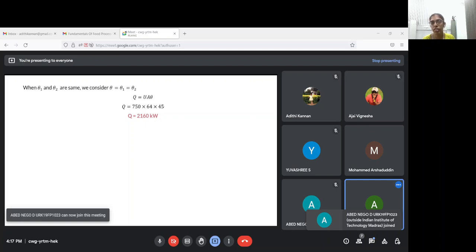If you didn't have theta 1 and theta 2 to be equal, then you will calculate your LMTD, and that LMTD you will substitute as theta here. Only when your theta 1 and theta 2 are the same will you just directly consider it, or else anytime you deal with the heat exchanger, your theta will always be LMTD theta, not the normal delta T. So that you need to keep in mind. So the answer to this question is option D. Any doubt so far?